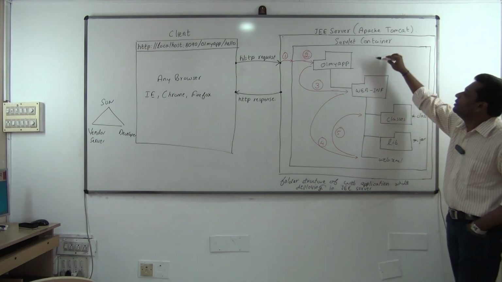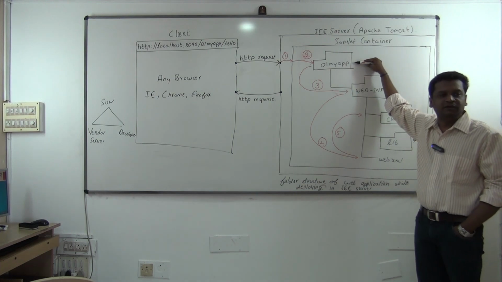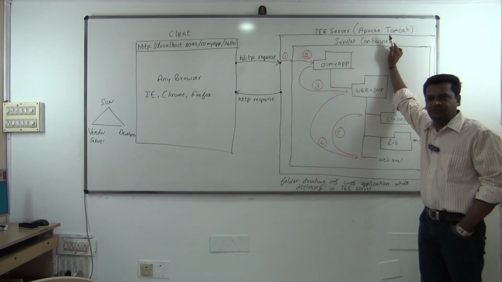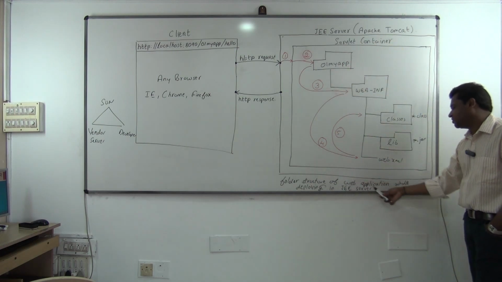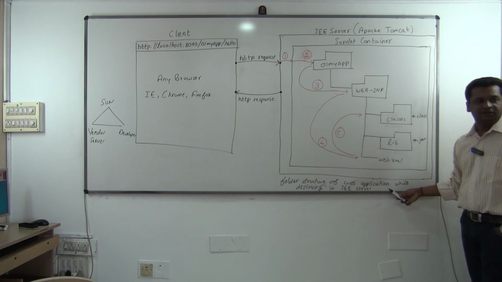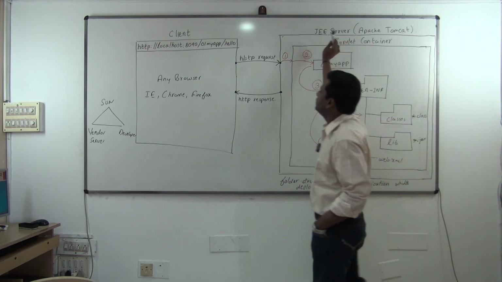Okay, and here, after writing the application, I put it into the server. Which server are we using now? Apache Tomcat. This is what we did. So this is one part. And I have written it very clearly here: folder structure of web application while deploying in JEE server. This is the folder structure. So now this is what we did, and we put it into the server.